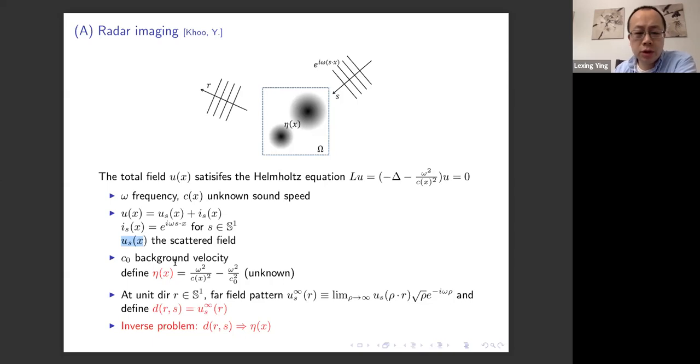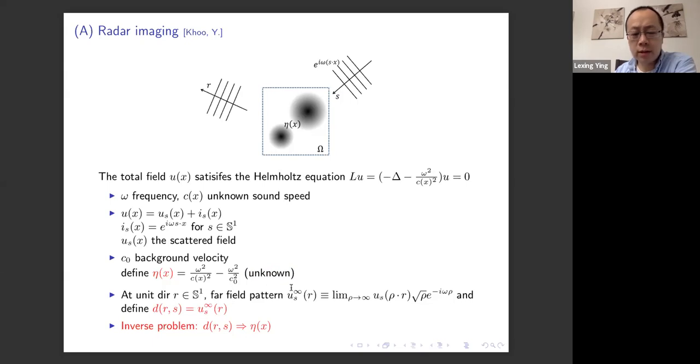In radar imaging and also most acoustic imaging settings, it's reasonable to assume that there's a c0, a background velocity, which is already known. Often it's taken to be a constant. Therefore, trying to recover the unknown c(x) is the same as trying to recover eta, which is really a shifted version obtained by removing the constant background.